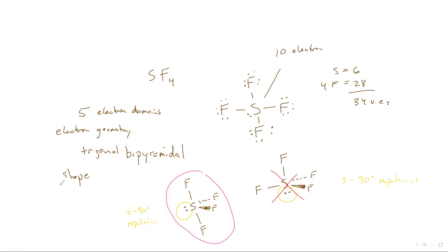So the shape of this is going to be seesaw. And what are your bond angles? Well, again, the lone pair is going, so normally we had 120 and 90. And so now the bond angles are going to be less than 120 and less than 90 degrees, because these lone pairs take more space. Any questions?